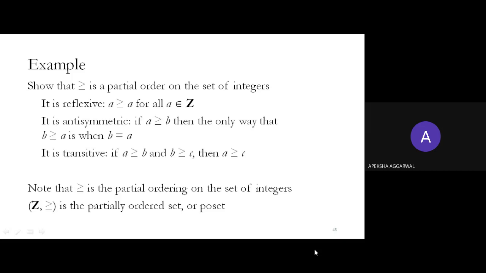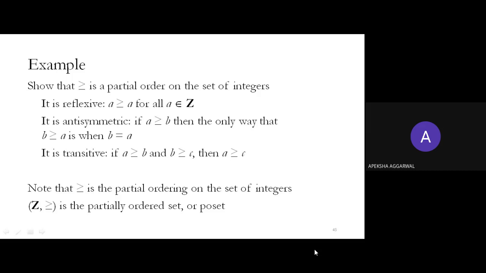Then is it antisymmetric? Yes, because 3 is greater than 2, but 2 will not be greater than 3. So that means it is antisymmetric always. Always a > b is satisfied, but b > a will never be satisfied, right? So this is antisymmetric. Then third, it is transitive. Yes, if 3 is greater than 2 and 2 is greater than 1, 3 will definitely be greater than 1. Okay? So this is transitive. So this means greater than or equal to is a partial order on the set of integers. Okay?